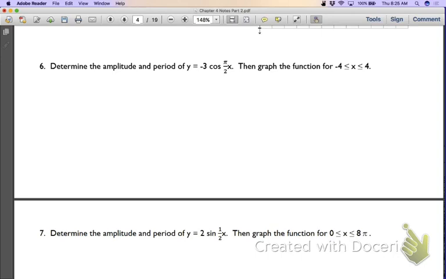So then on 6, same thing. Determine the amplitude and the period if we have y equals -3 times cosine of pi over 2x. Graph the function for, which is basically between -4 and +4. So our window changed. What we will worry about first off: if my a value is -3, then my amplitude is just +3.